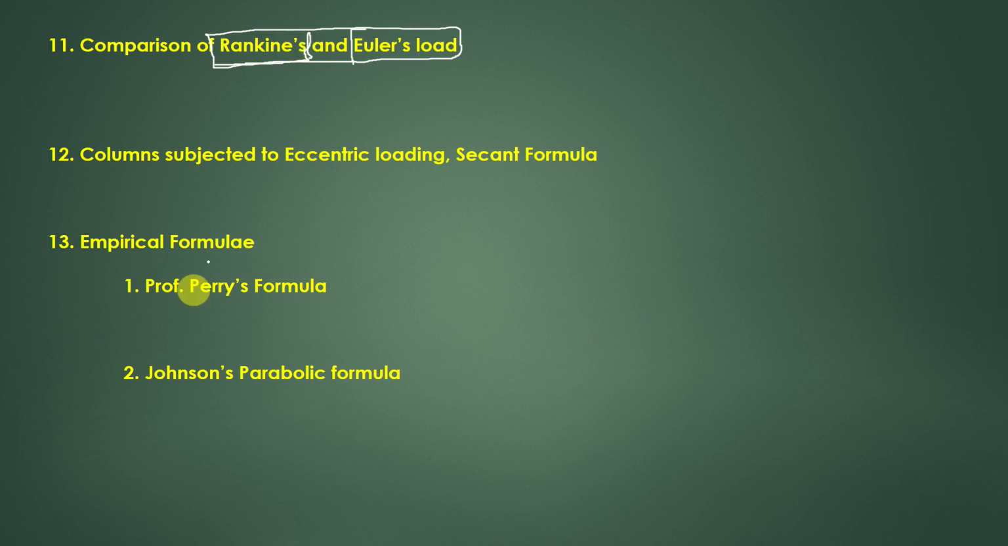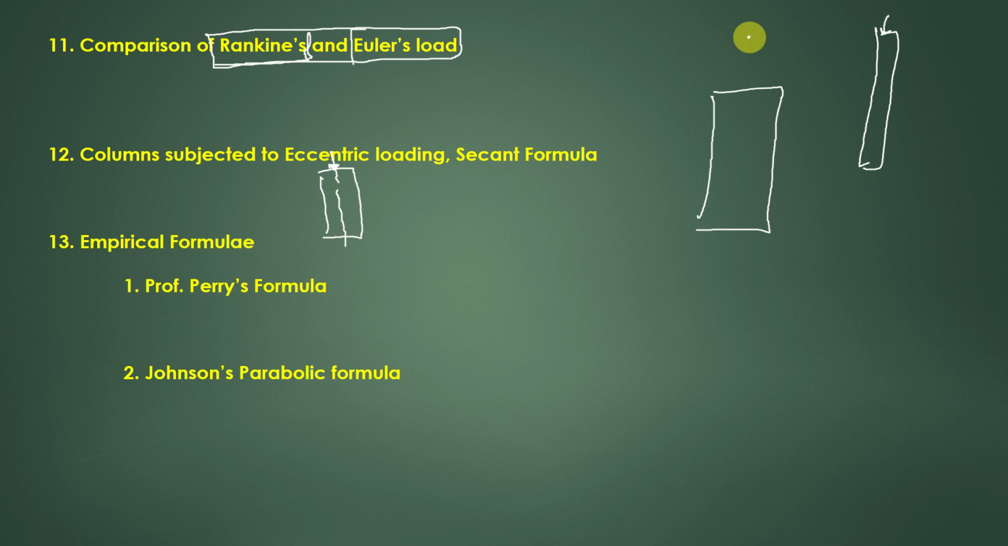And one more thing, this is the column subjected to eccentric loading. Initially we have seen that all the columns are subjected to centric loading, where loads act at the center. Eccentric loading means the column has a load which is eccentric to the axis. The column has some axis, and the load is not exactly on the axis, but parallel to it with some distance. That is known as eccentricity, away from the center.